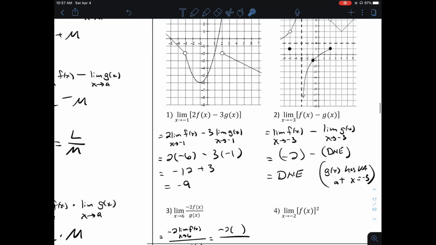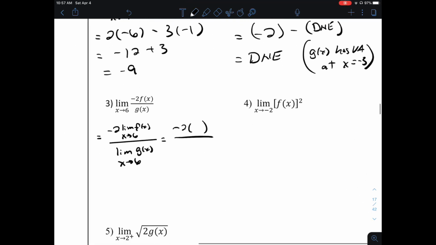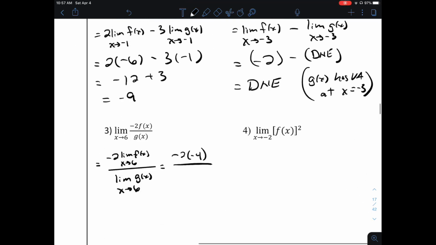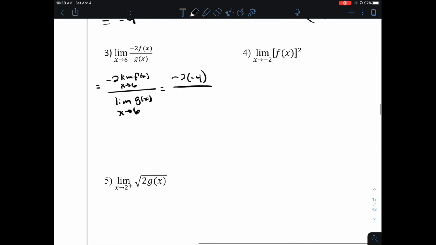And if you look at our picture, as x approaches 6 for function f, here's 6. As you approach from either side, it's approaching this y value of -4. Function g, as x approaches 6, it's approaching the y value of 6. So that's going to be 8 over 6, which is 4/3.